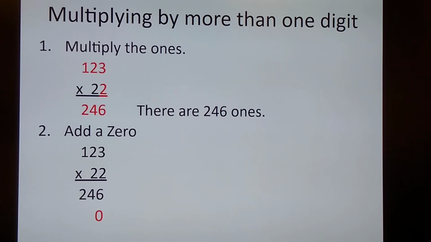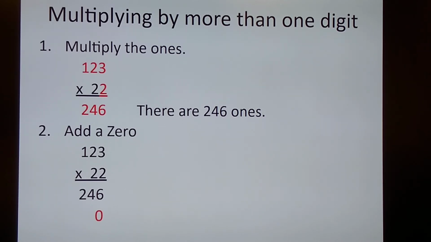Step number 1 will be to multiply the ones. So the 2 in 22, the 2 in the ones place, you'll multiply it by 3, that equals 6. You'll multiply it by 2, that equals 4, and you'll multiply it by 1, and that equals 2. So in 123, multiply 2 times the ones, the tens, and then the hundreds place. And you end up with 246.